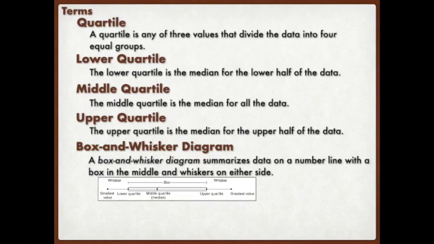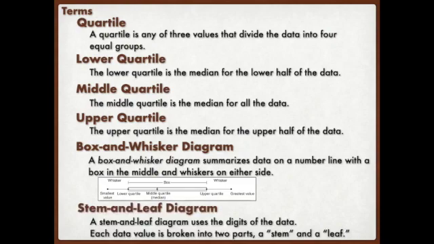Okay, so here's your box, which is in the middle, and then you have your lines coming out. So the start of the box shows the lower quartile, the middle dot showing the middle quartile or median of everything, and then we have the upper quartile number. Remember, the lower quartile is a median of the first half, while the upper quartile is a median of the second half numbers. So we have a box and then whiskers.